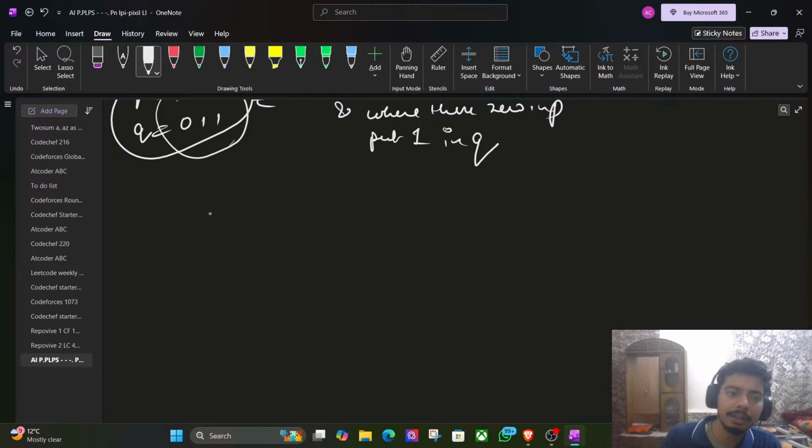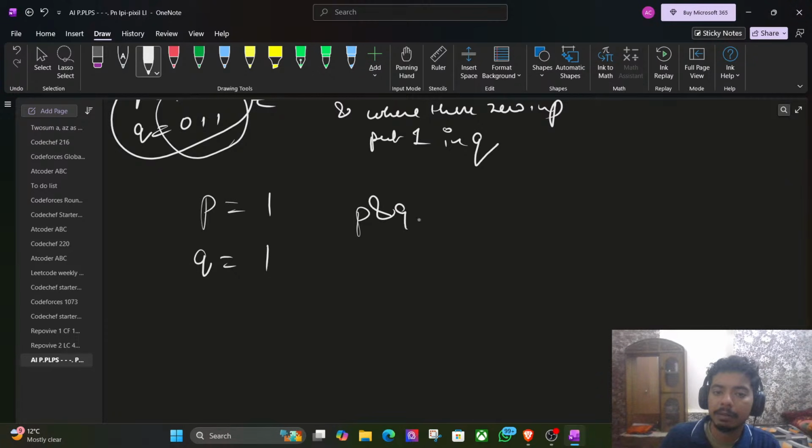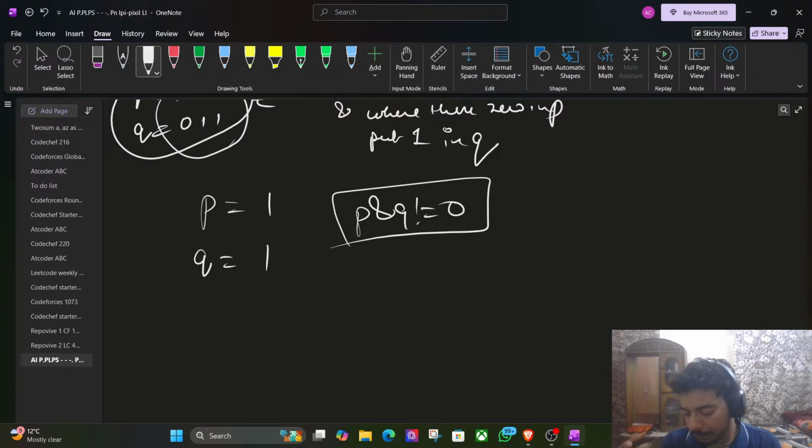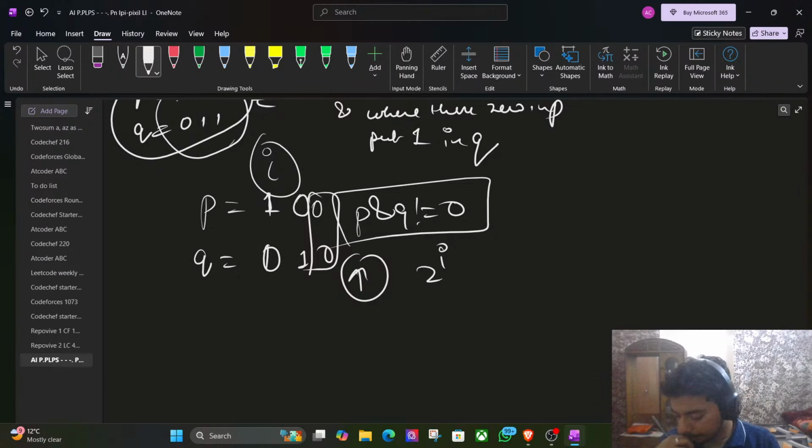It's not possible: if in P you are setting 1 bit and at the same place you are setting 1 bit in Q, then P and Q will not be 0. So it might be that a 1 bit is set in P and unset in Q, or set in Q and unset in P, or both of them are 0. But we don't take both of them as 0 because it increases our answer by 2 raised to power i if the ith bit is conflicting.